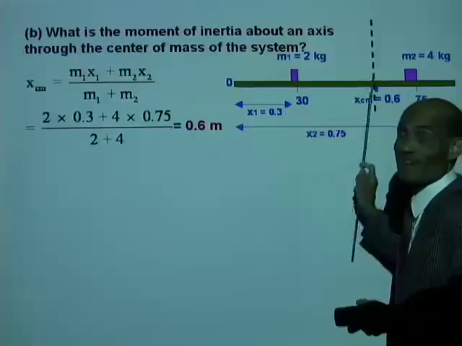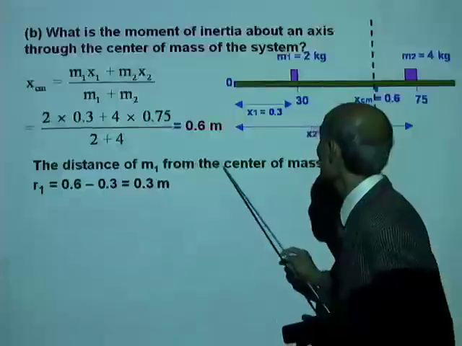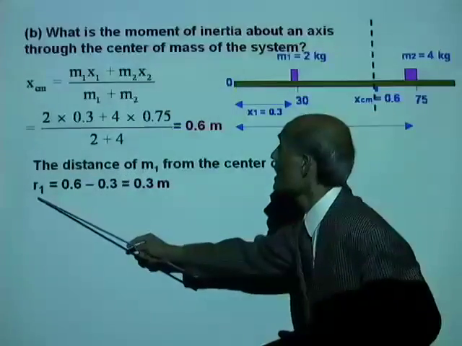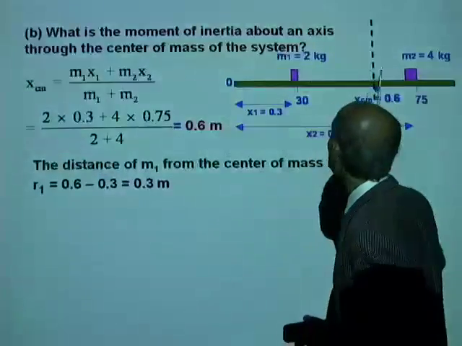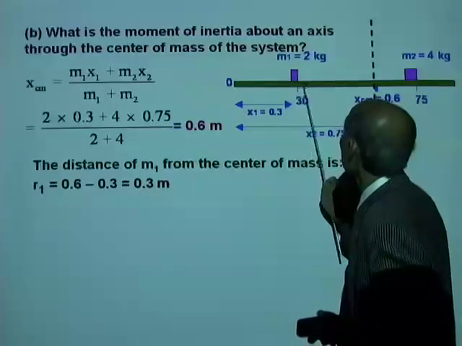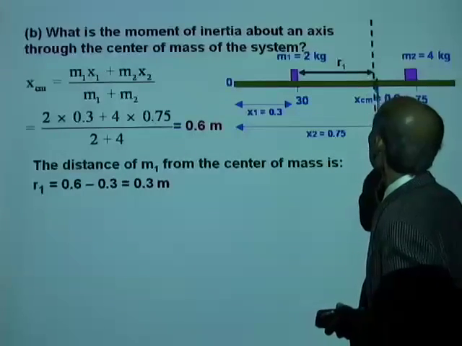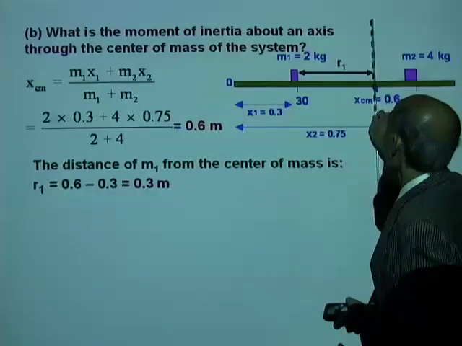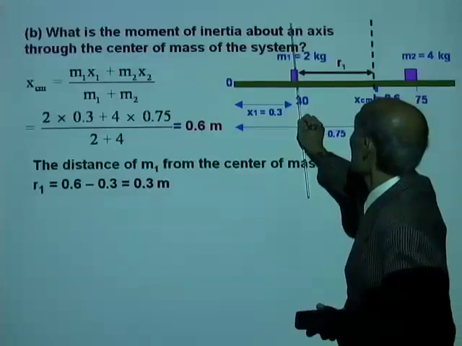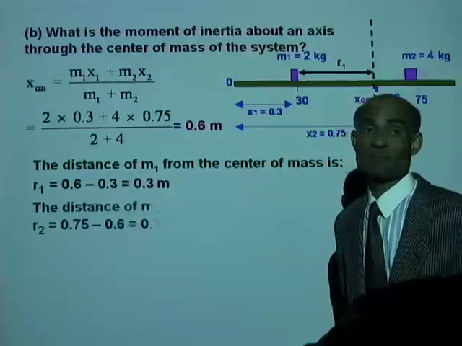Is that right? Okay, let's put that down. The distance of m1 from the center of mass is r1 equal to 0.6 minus 0.3. This distance is r1, and up to here it is 0.6. 0.6 minus 0.3, that is 0.3 meter.